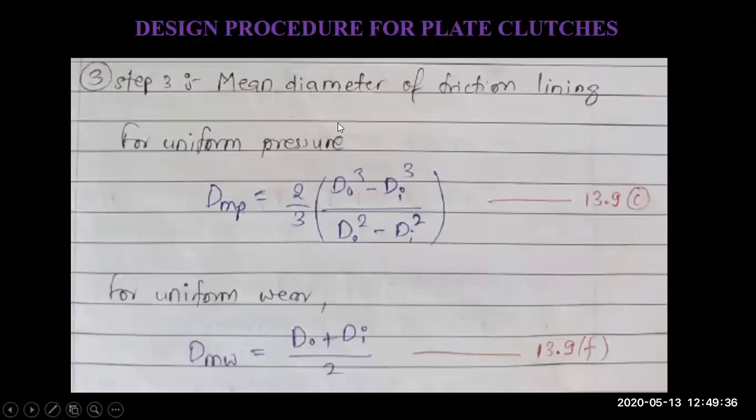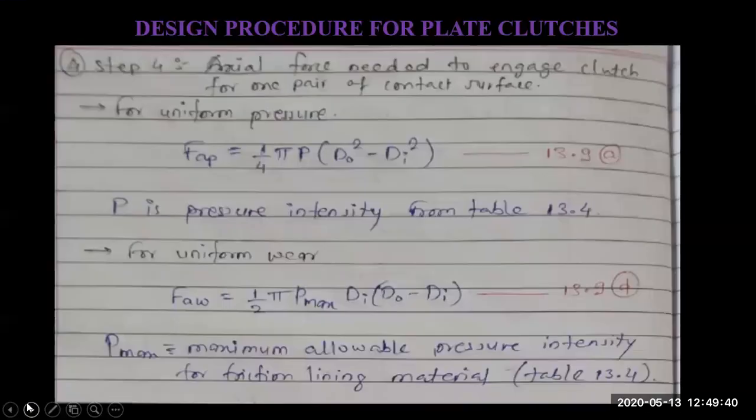Okay. So step 3, I told you about: this is to find the mean diameter of friction lining, and this is step 4, used to find the axial pressure in case of uniform pressure and uniform wear theory. F_a is the axial force, and you're assuming uniform wear, right?